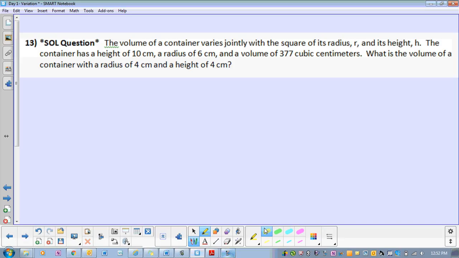So, volume of a container varies jointly. That's what we want. Varies jointly. Okay, you can keep working. I just want to get the equation. The volume varies jointly with the square of its radius. Oh, they gave you variables here, right? And its height, h.